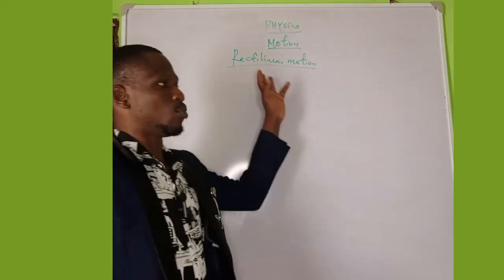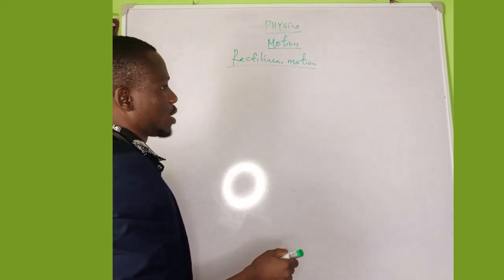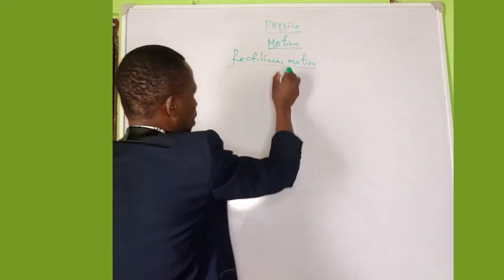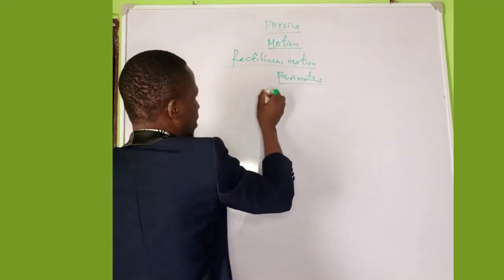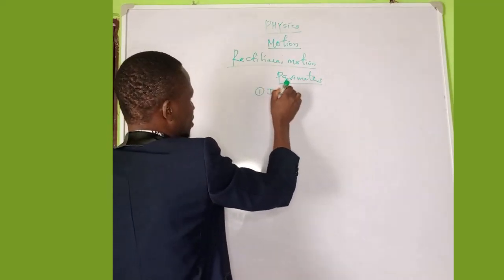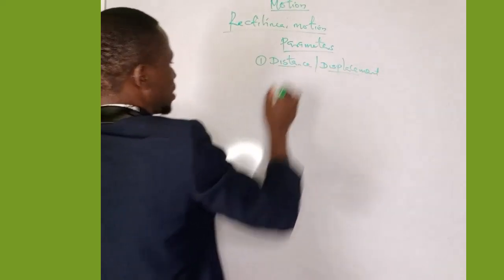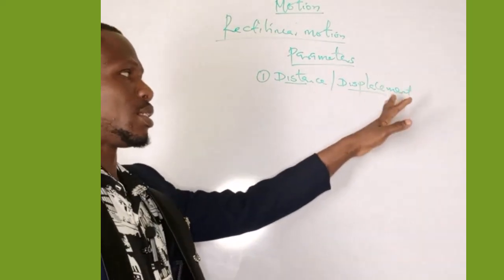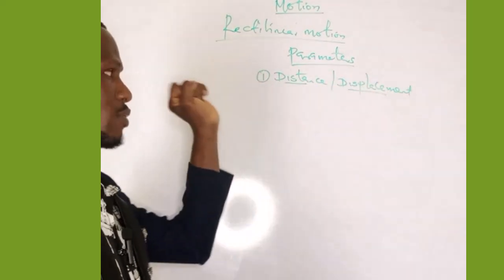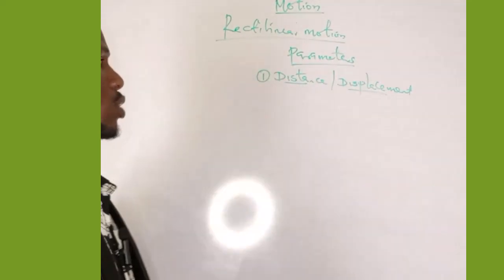So in rectilinear motion, we have to look at the equations of rectilinear motion. Before we do that, what are the parameters used in measuring motion? The first is distance and displacement. Remember, I've told you the difference between distance and displacement. Displacement is still a distance, but it's a distance traveled in a specified direction, as I've said earlier. It's a vector quantity, while distance is a scalar quantity.